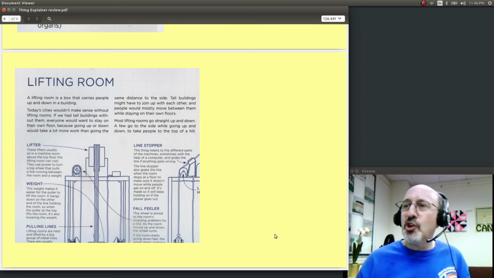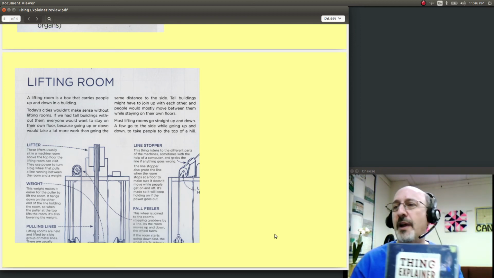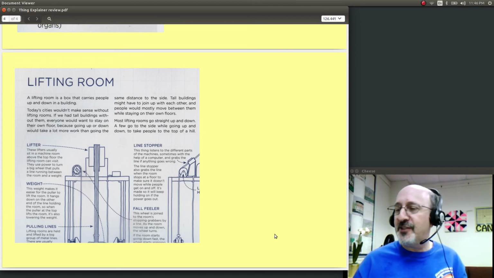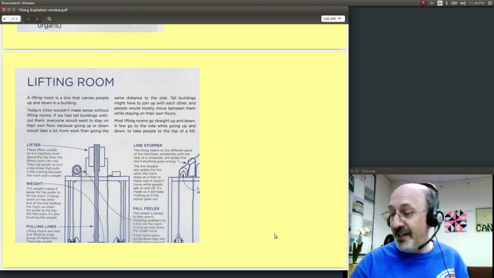This book is ideal for a makerspace. Leave it on the table in the makerspace. It will start conversations, guaranteed, and somebody's going to giggle reading this.